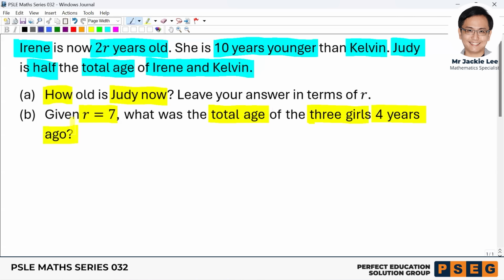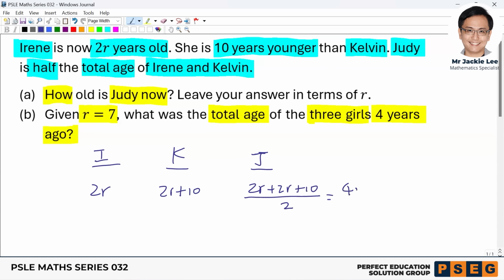All right. Okay, so I think 3 columns, 1 for Irene, 1 for Kelvin, 1 for Judy, right? Okay, so for Irene, straight away 2R. Then for Kelvin, because Irene is 10 years younger than Kelvin, Kelvin should be 2R plus 10. Okay, be sure it's plus 10. Then after that, Judy, simply add up 2R and 2R plus 10 together, then divide by 2. So this will end up 4R plus 10 divided by 2. And this should be 2R plus 5. All right. So this is actually the answer for part A.